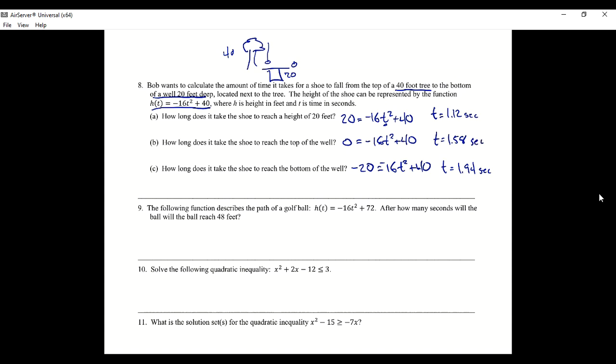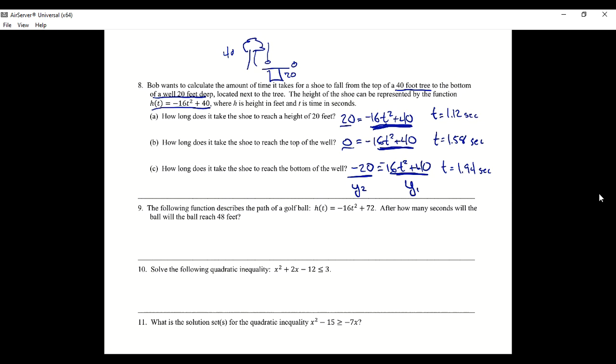So you don't have to solve each one of these equations individually. We just put our function, our quadratic, into y1, and we put each of these into y2 separately to find our intersections. And we're going to do the same thing for number 9.